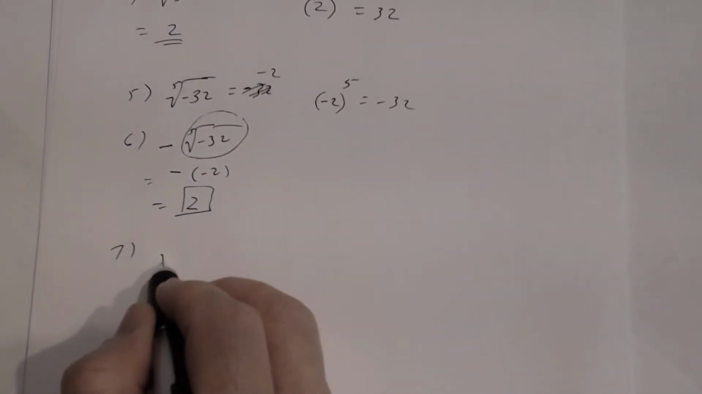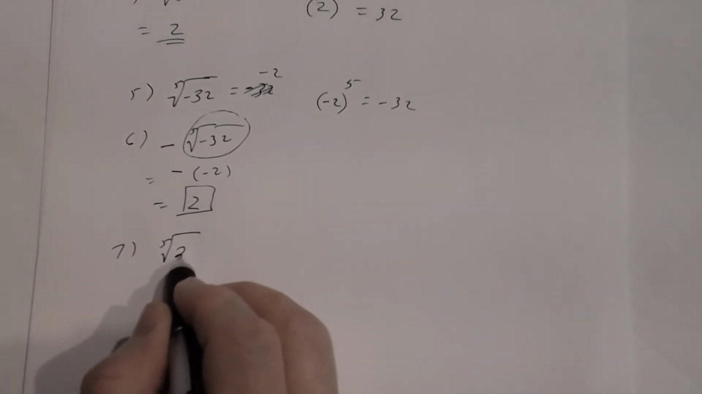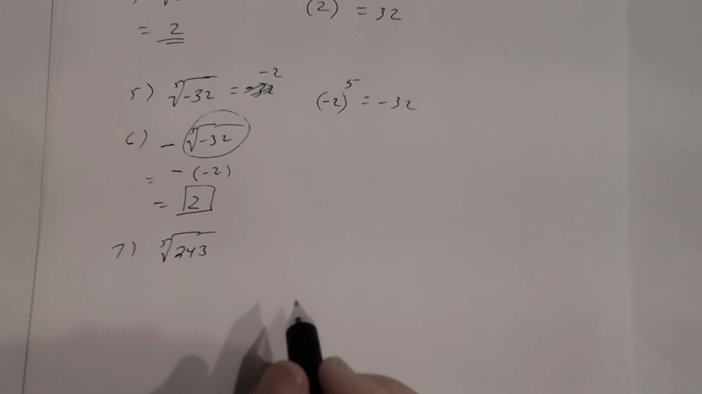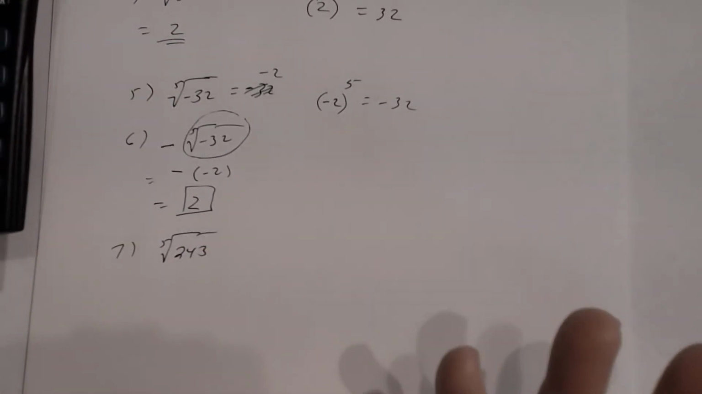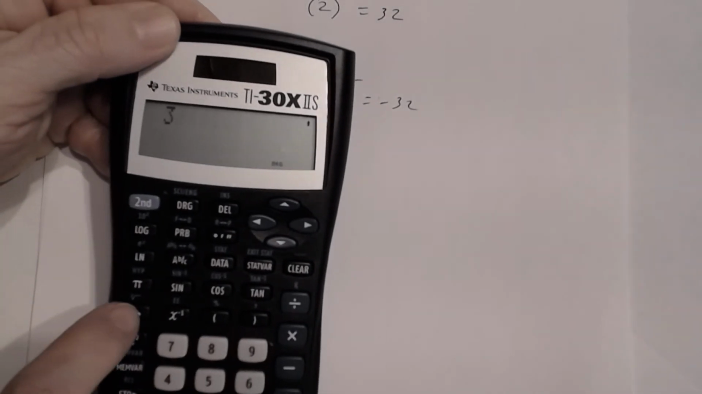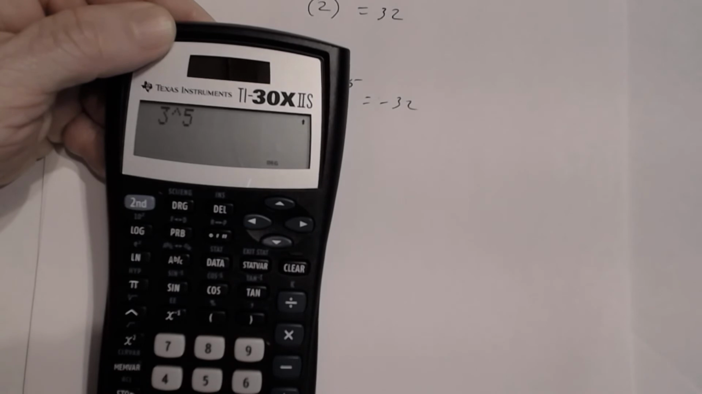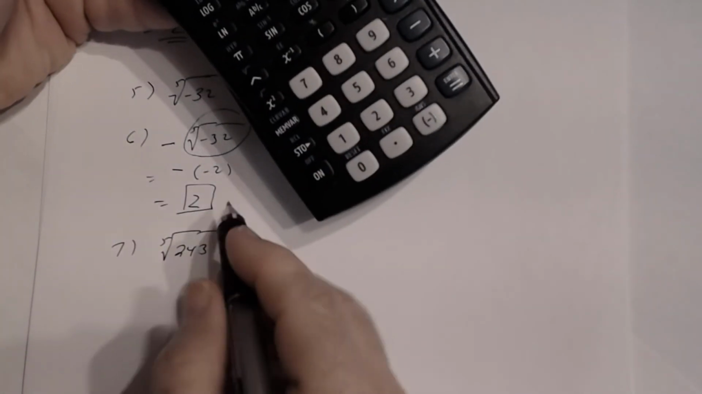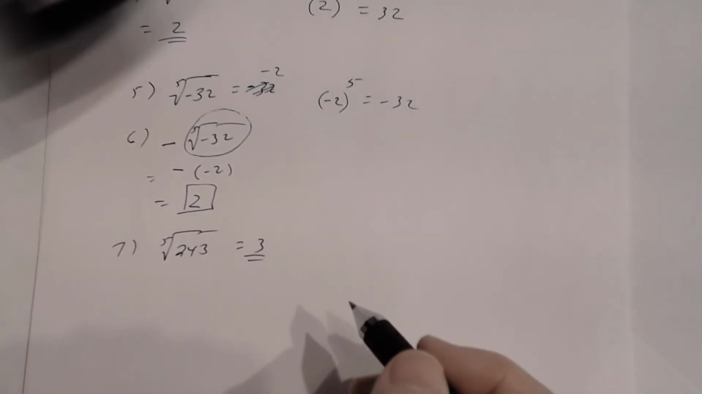All right, number 7. What is the 5th root of 243? Okay, well, let's try something. Let's try 3 to the 5th. So we're going to say 3 raised to the 5th equals 243. Oh, there it is. It is 3. So right away, 3, right?